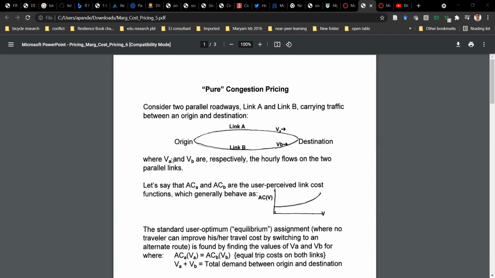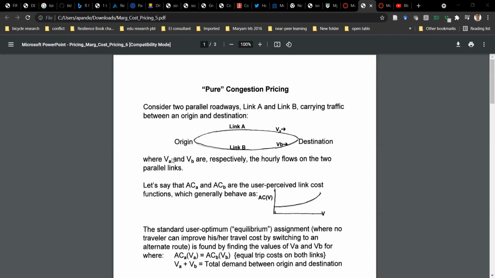Okay, so let's look at that question. And I'm going to go back to a very, very basic example where you have an origin and destination, and you have some travel demand associated with that.